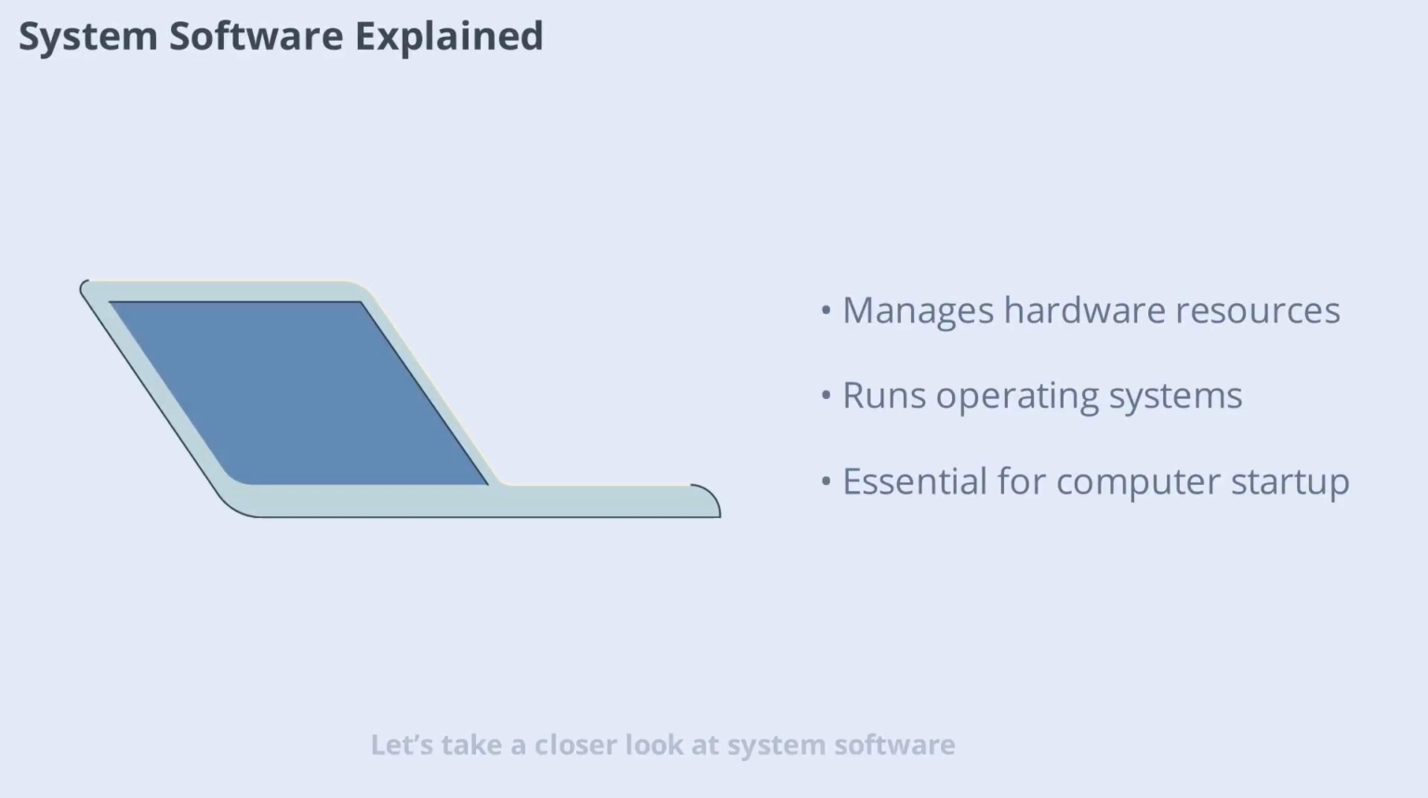Let's take a closer look at system software. This type of software acts as the backbone of your computer. The most common example is the operating system, like Windows, macOS, or Linux. System software manages hardware resources, provides a platform for running applications, and ensures everything works together smoothly. Without system software, your computer wouldn't even be able to start up, let alone run your favorite program.